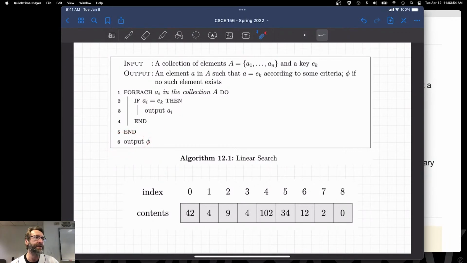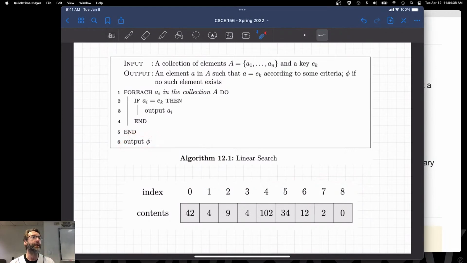For each element in the collection, we simply ask, well, if a sub i is equal to the key element that we're looking for, then we output it. We don't exit, we don't return, we don't do anything that is language specific. No semicolons, no curly brackets to denote blocks, etc. And then in the event of an unsuccessful search, we output phi here. Now, if we were to look at this from a complexity point of view, if we were searching for 42, then we would get lucky and we would only end up having to make one comparison.